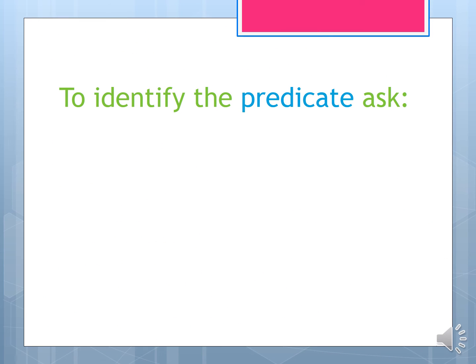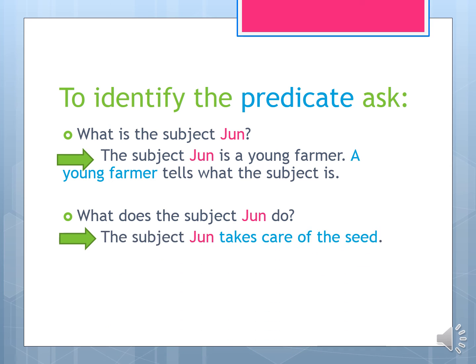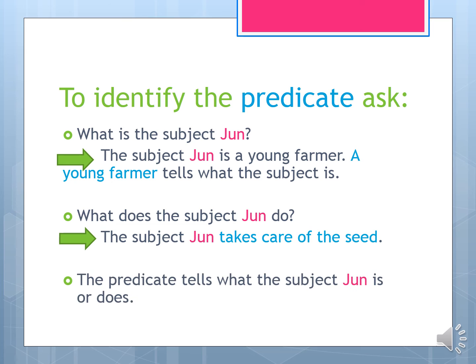To identify the predicate, you have to ask, what is the subject John? The subject John is a young farmer. So a young farmer tells what the subject is. What does the subject John do? The subject John takes care of the seeds. So the predicate tells what the subject John is or does. So in the first sentence, the predicate told us that John, the subject, is a young farmer. And in the second sentence, the predicate told us that John, the subject, takes care of the seeds.